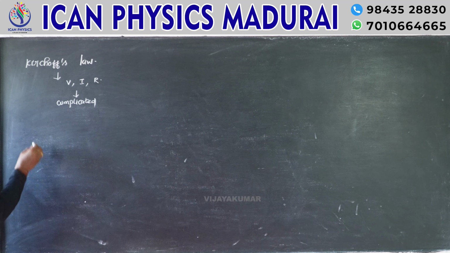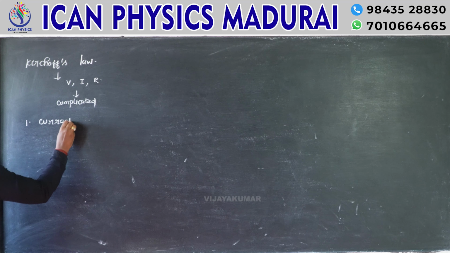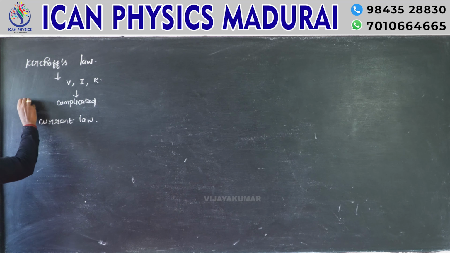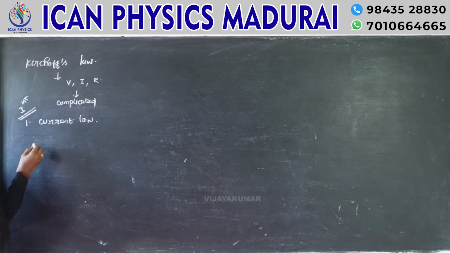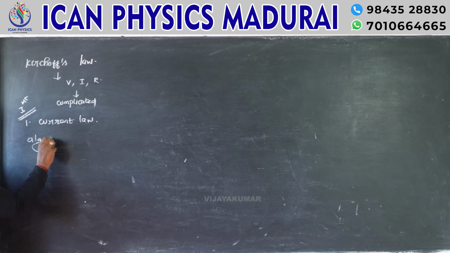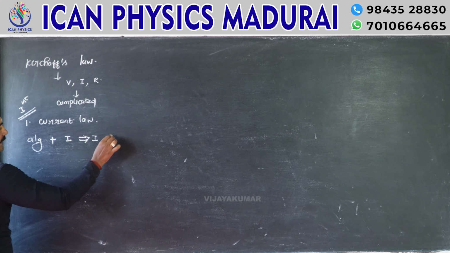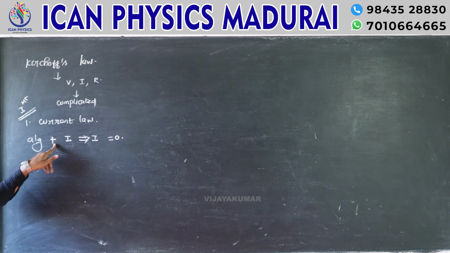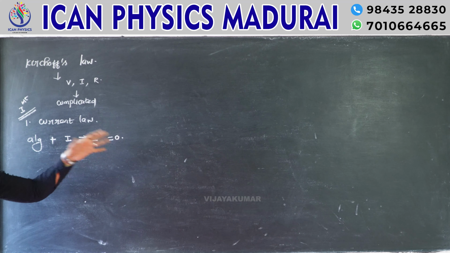Kirchhoff gave us two laws. The first law is called the current law. The algebraic sum of current meeting at a junction is 0.